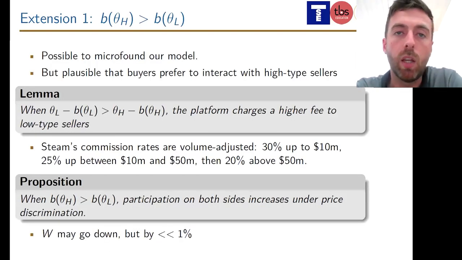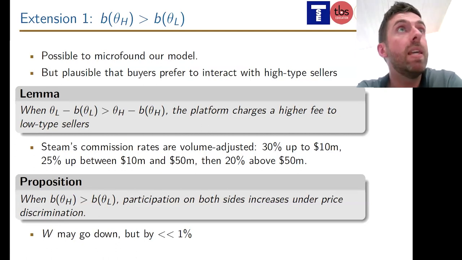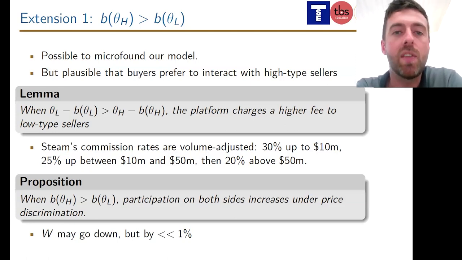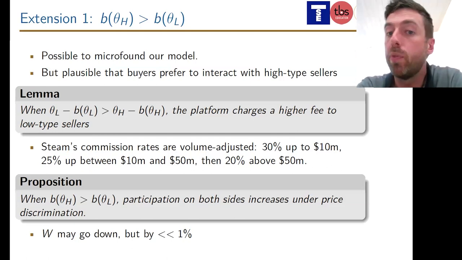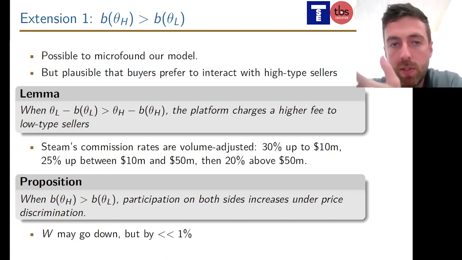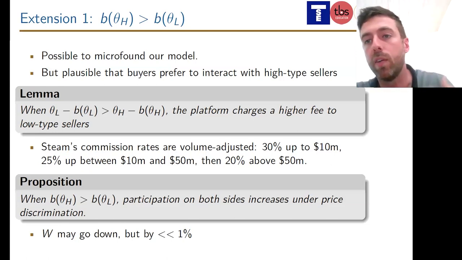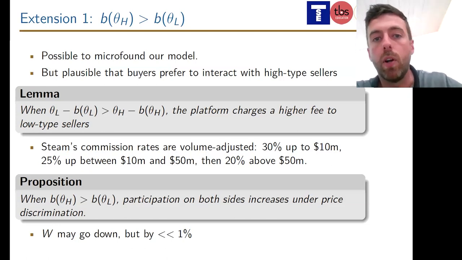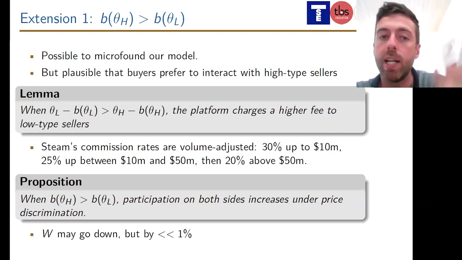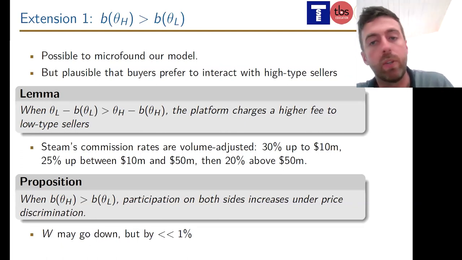So, the assumption that B is the same, that consumers are indifferent about which seller they interact with, of course, it's not very natural. It can be micro-founded. We provide some micro-foundation, but it's probably more plausible to assume that the buyers would prefer to interact with the high-type sellers, right? So it's easier to find. So if you think of the high-type as having either a high quality or a lower cost, and you endogenize the price, in equilibrium you would find that buyers prefer to interact with the high-type sellers.